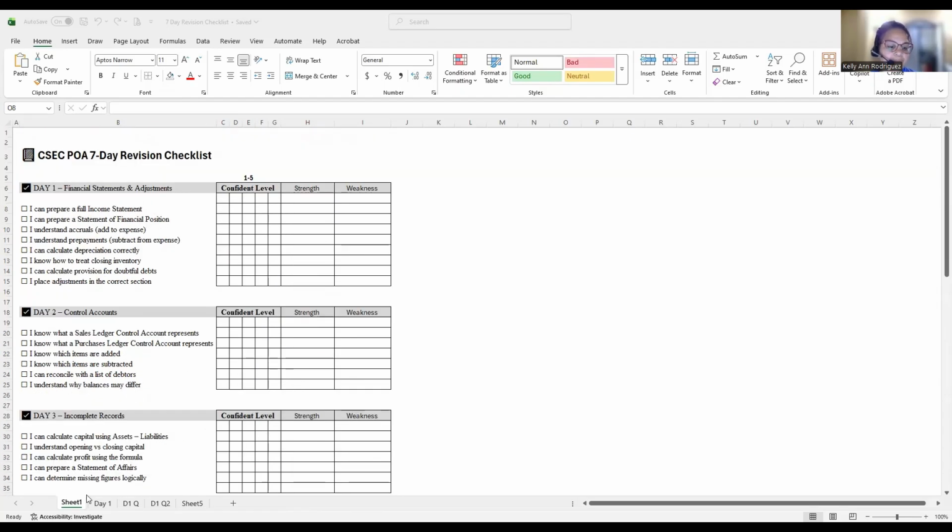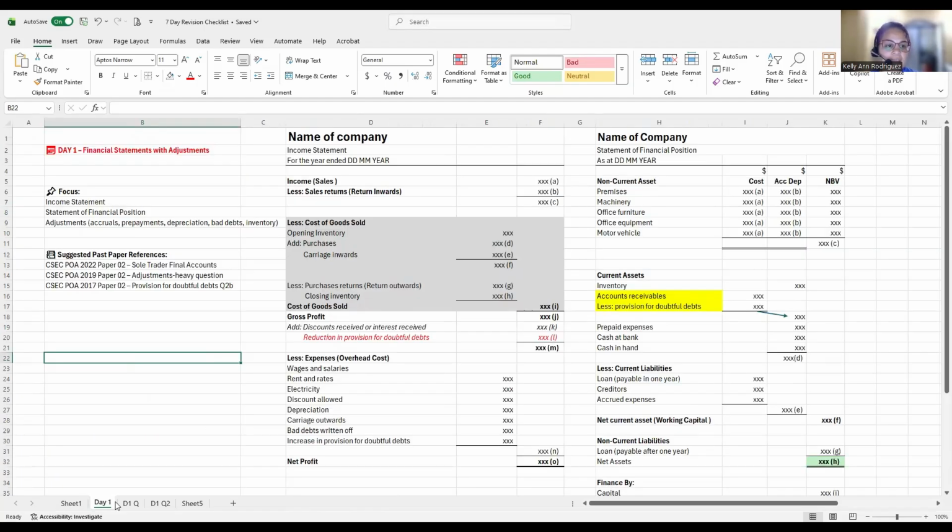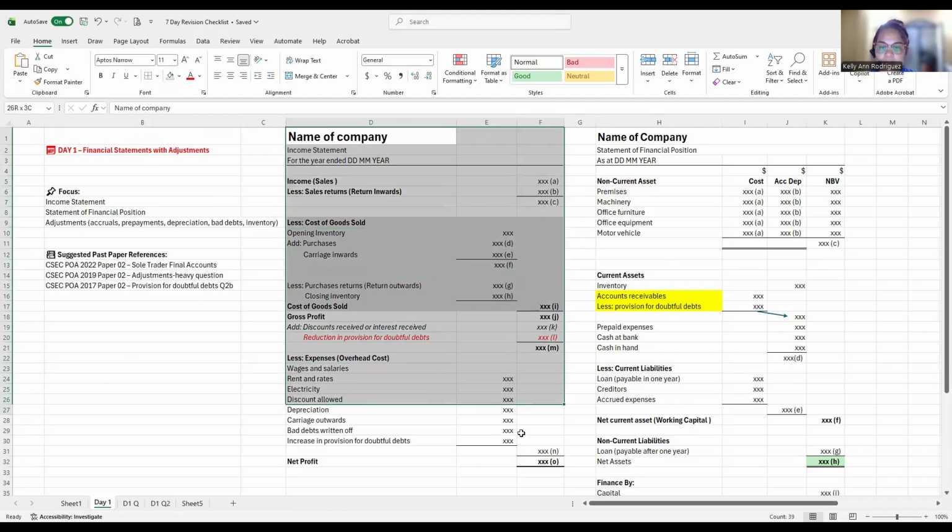Now, diving right into day 1, in an effort to save time, what we will be looking at is June 2019 paper 2, which is a heavy adjustment question, and CSEC POA 2017, which deals with provision for doubtful debts. Now, before we go into this, I want to ensure that you all remember what your financial statements look like. So your income statement, this is a full income statement here, as you can see.